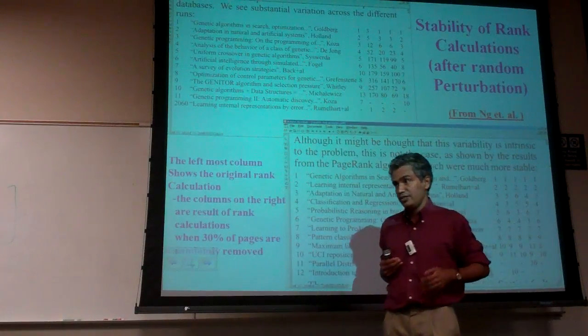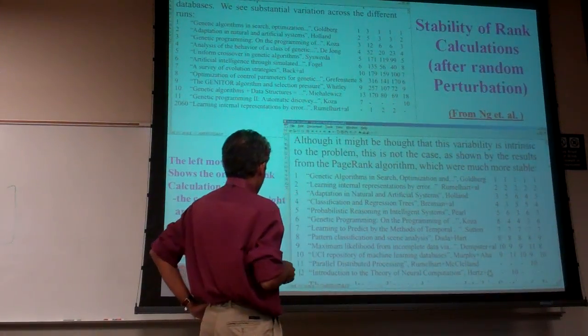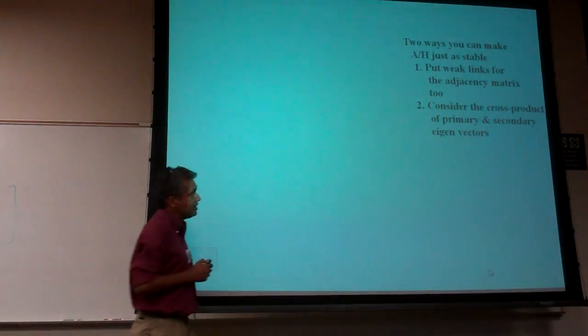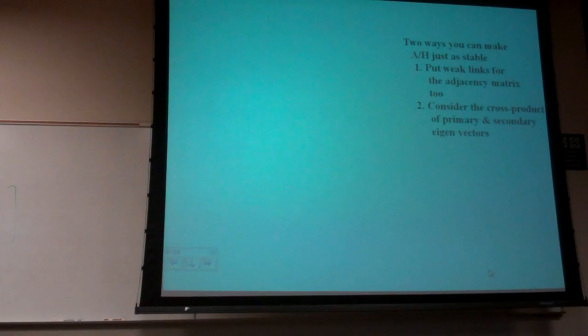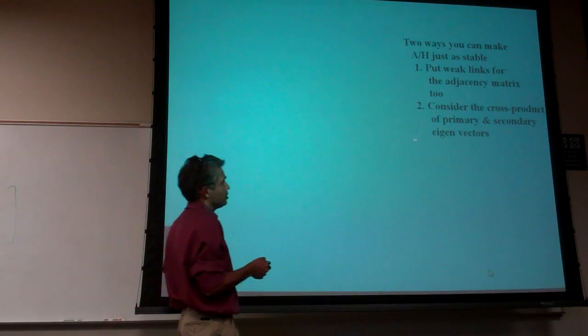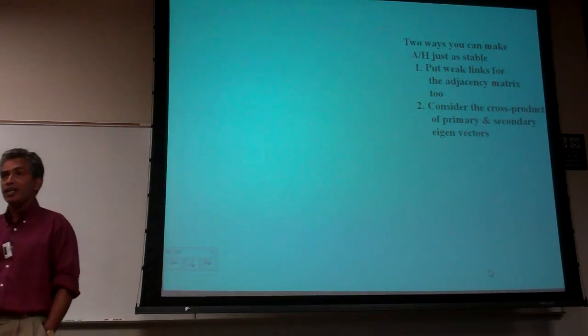Now, obviously, I'm telling this to you as textbook material, but this was one of the first times it was pointed out. And what's interesting is that he actually came up with a different solution for handling this problem with authorities hubs. Okay, the one easy way, as I said, if you want to stick to authorities hubs, you can put weak links in the adjacency matrix, and that should take care of this problem.